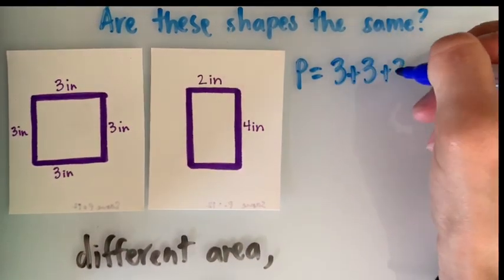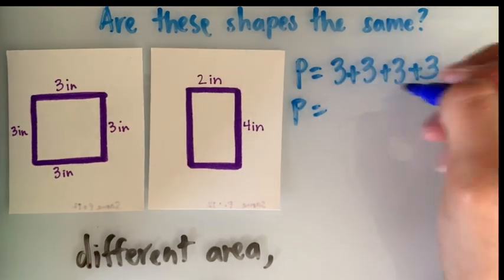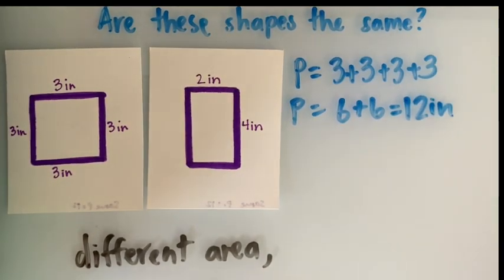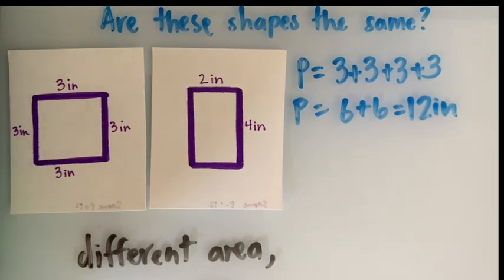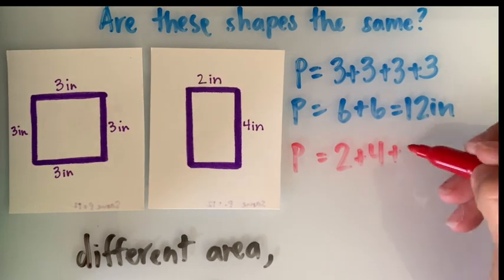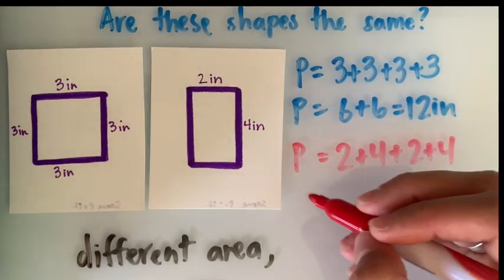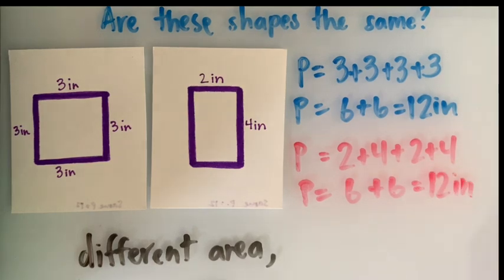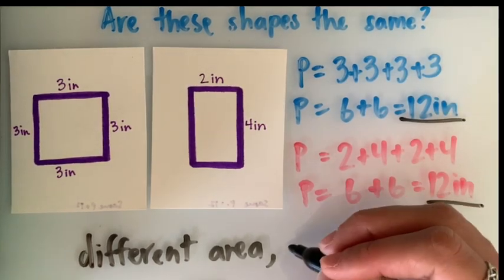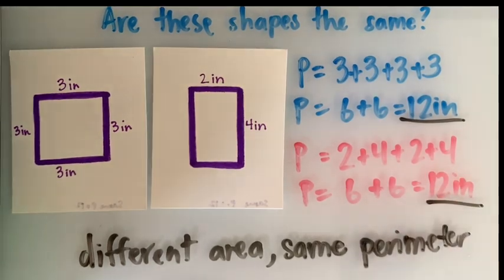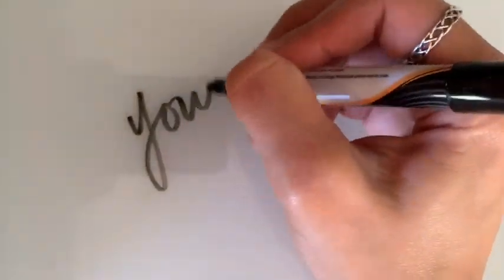So we are going to add 3 plus 3 plus 3 plus 3, all of the outside of the first shape. That would equal 12 inches. For our second shape, we're going to add all of the outside, 2 plus 4 plus 2 plus 4, and that equals 6 plus 6, which is 12. And in this example, we see that both perimeters are the same.